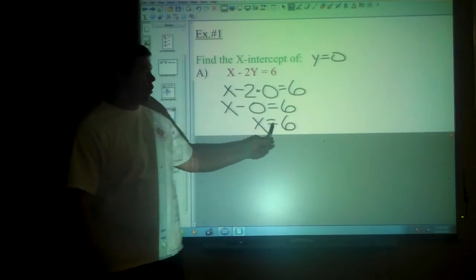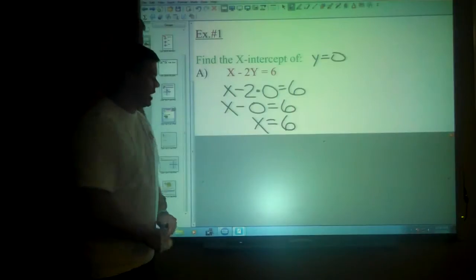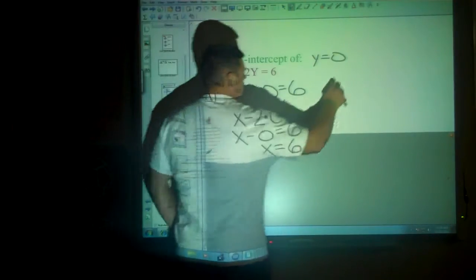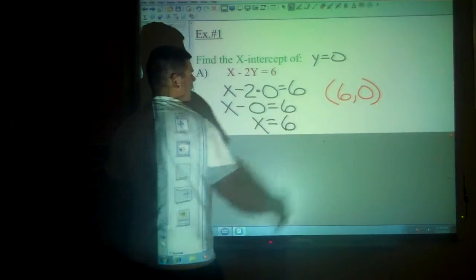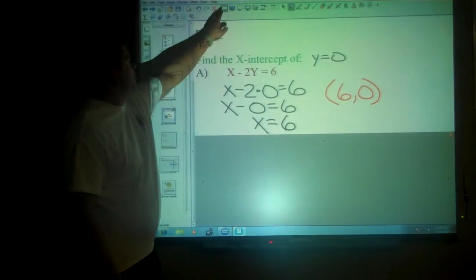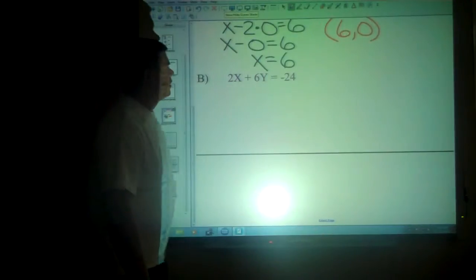This graph would cross the x-axis at 6. As far as a coordinate is concerned, you would say it's at 6, 0. 0 for y, 6 for x. You want the x-intercept, you plug a 0 in for the y.